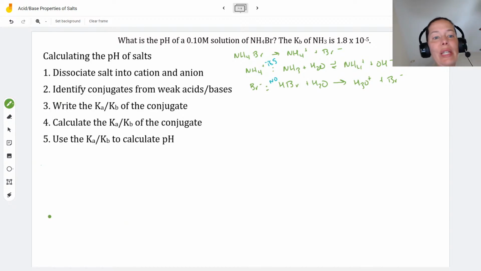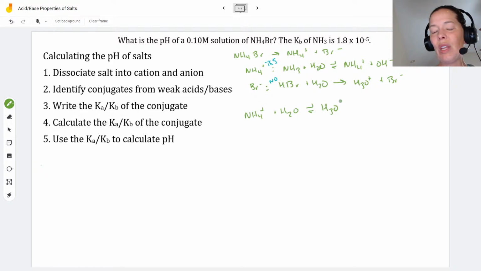All right. Now we need to write either our Ka or our Kb for our conjugate. So in this case, we have the ammonium cation. So here is our equilibrium. So this in water, again, it is weak. It is going to form the hydronium cation and ammonia. So it donates a proton to water. So now I can write, in this case, the Ka. So this is an acid. This time I'm writing a Ka, whereas last time I was writing a Kb.